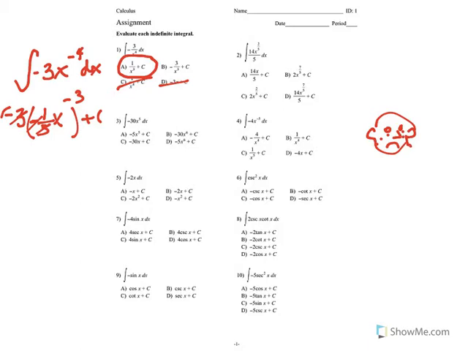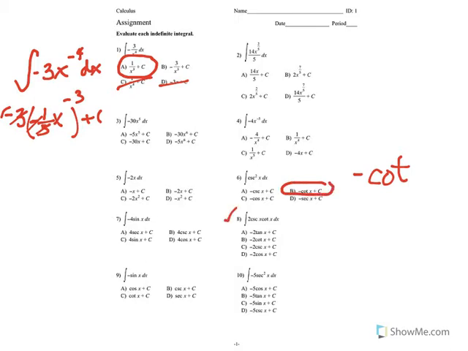So let's take a look at number 6. It says cosecant squared x. Well, I know that the cosecant squared is the derivative of cotangent. Cotangent, cosecant. And because a co appeared, it's going to be negative. So the correct answer is going to be choice B right here.